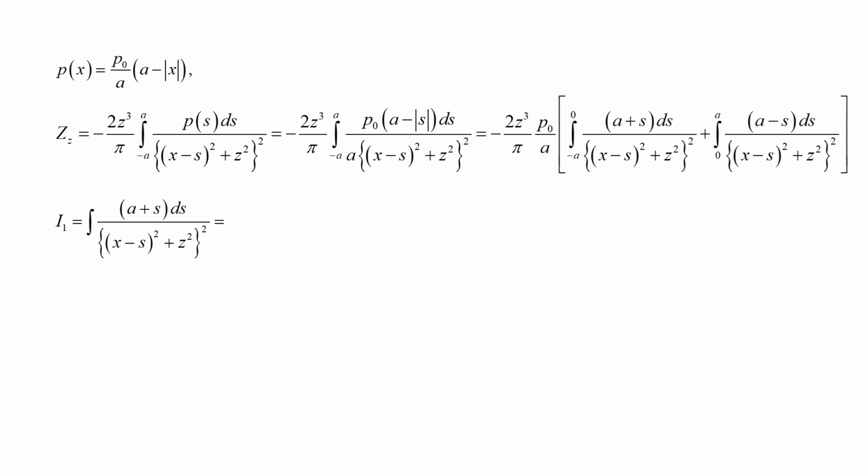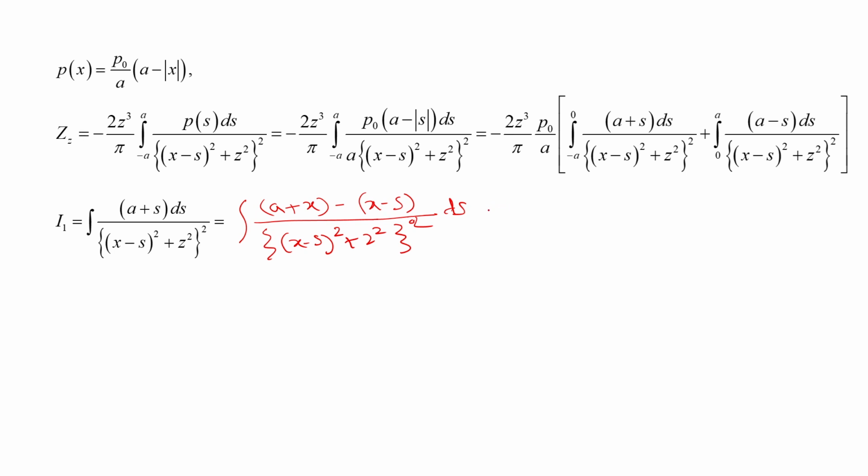So now we need to integrate this, and I will do something very similar to what we had done in the last lecture. So here it is a plus x, we can write it like that, minus, let us say, x minus s, and this is ds, and this is x minus s square plus z square here.